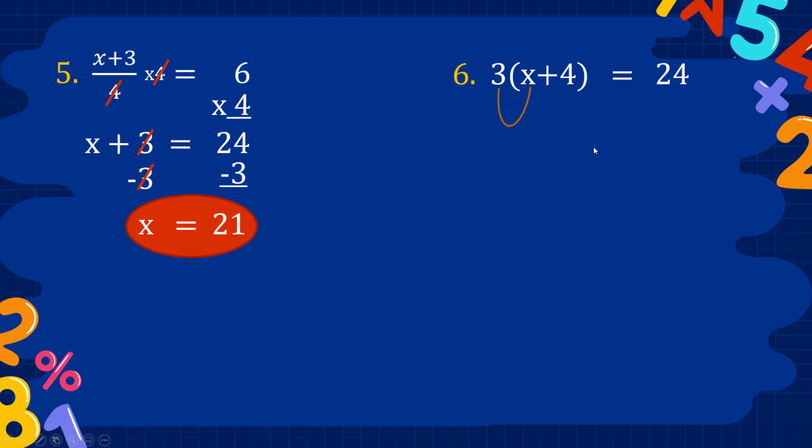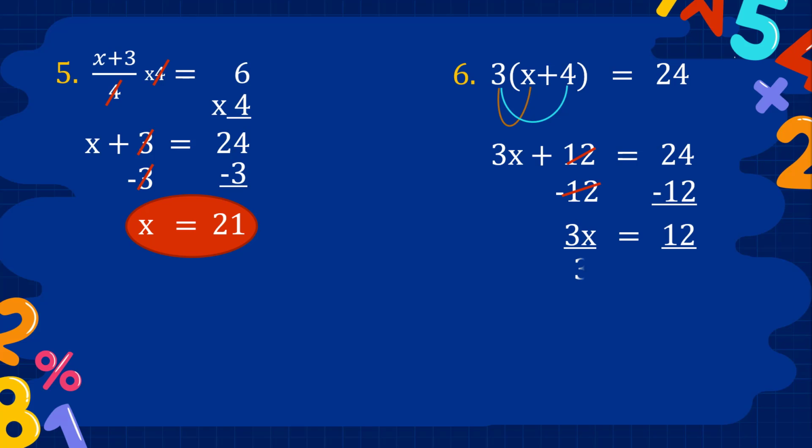3 times x is 3x, plus 3 times 4 is 12, and the 24 stays the same. Now we subtract 12 from both sides, and you are left with 3x equals 12. Finally, divide both sides by 3, and you get your answer, x equals 4.